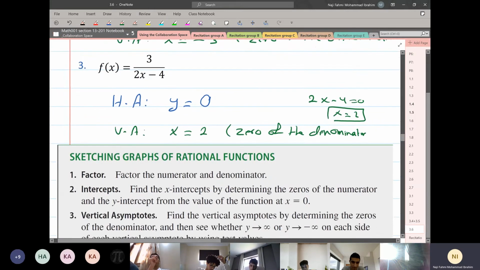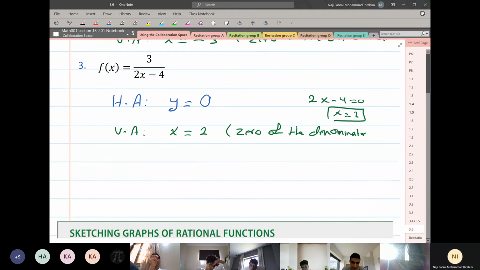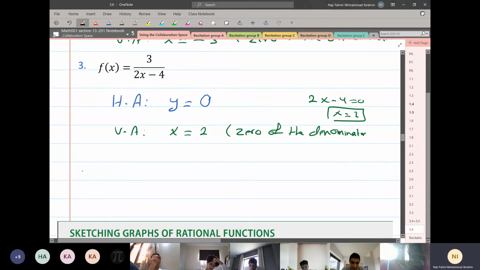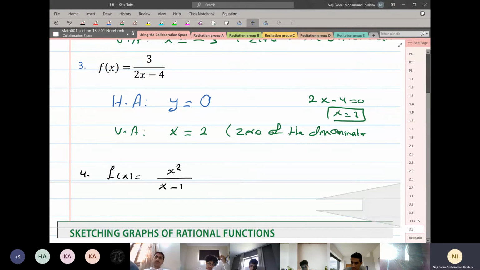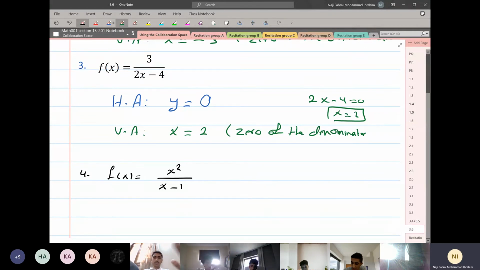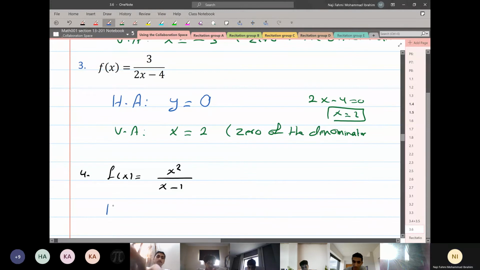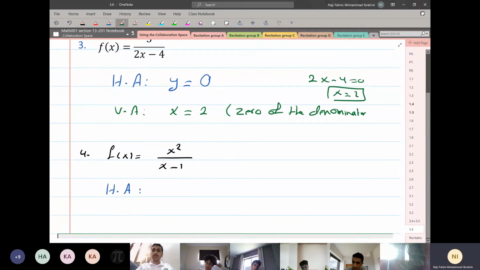Let me add one more example here, which is number 4. I will write it now and I want you to do it. I have x squared over x minus 1. Find the horizontal and the vertical asymptote. Now, what can you tell me about the degrees? Who has the larger degree, the numerator or the denominator? Numerator. And we have to go back and read the rule.